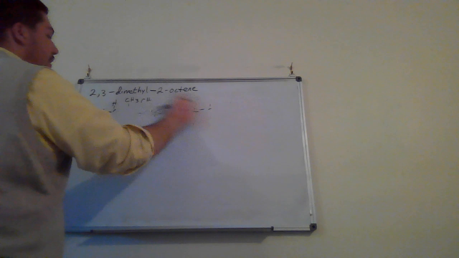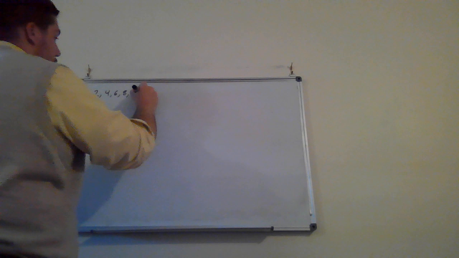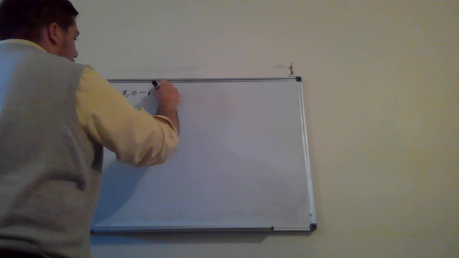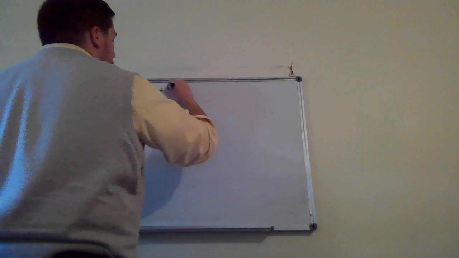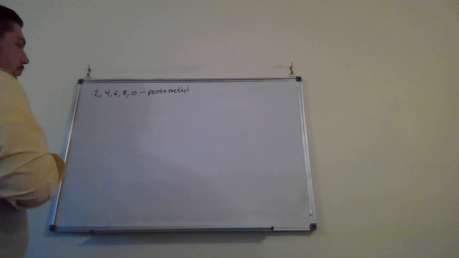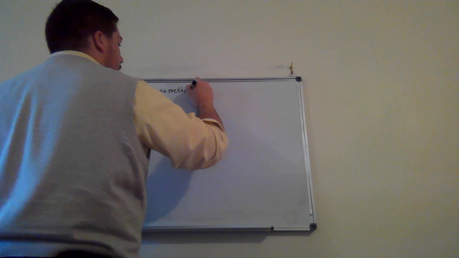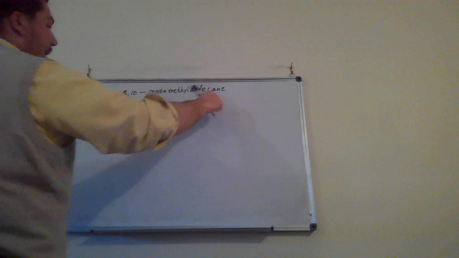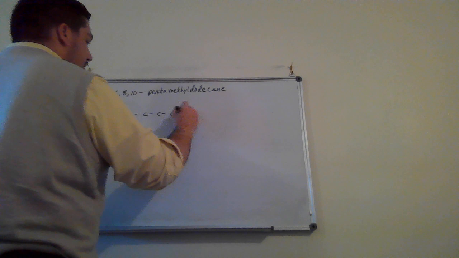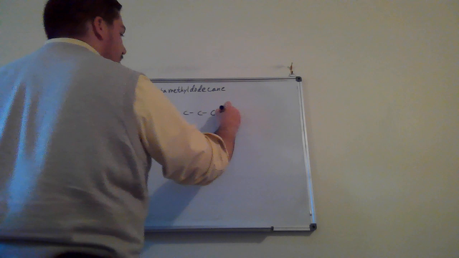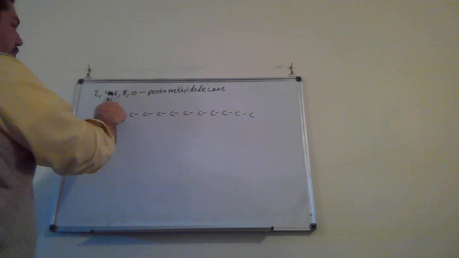So what about if we went with another compound, just to jog our memories? 2, 4, 6, 8, 10, pentamethyl dodecane. Okay, dodecane means 12 carbons. It's going to be an alkane. So 1, 2, 3, 4, 5, 6, 7, 8, 9, 10, 11, 12. And we know we're going to have 5 methyl groups at positions 2, 4, 6, 8, 10.